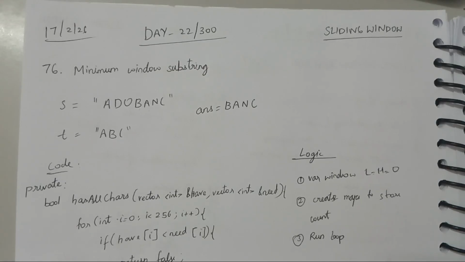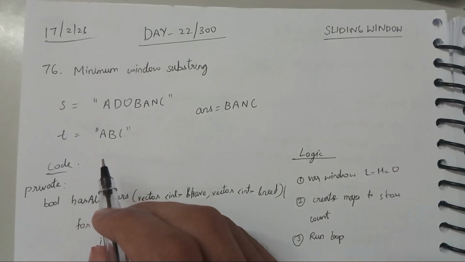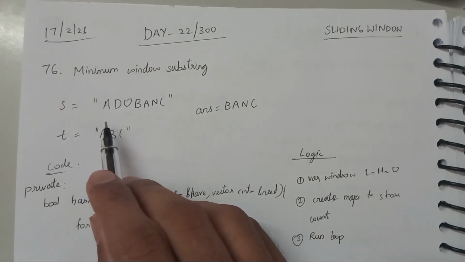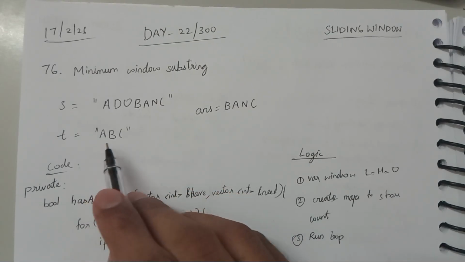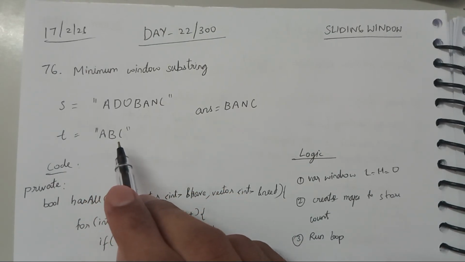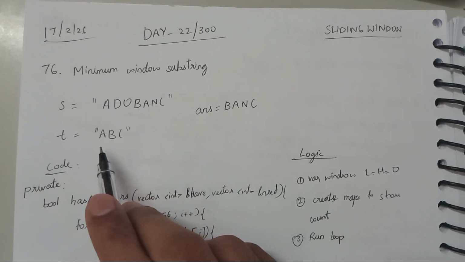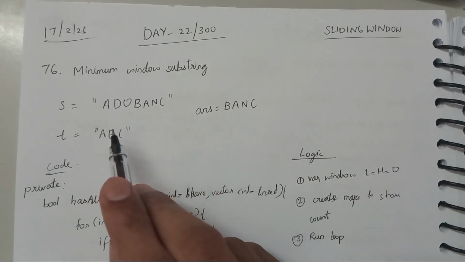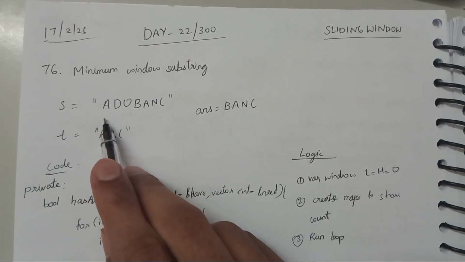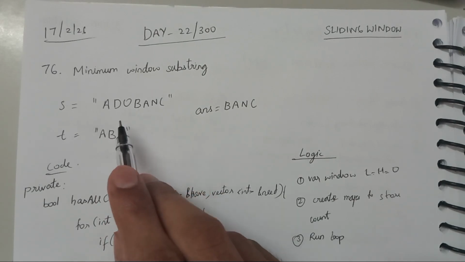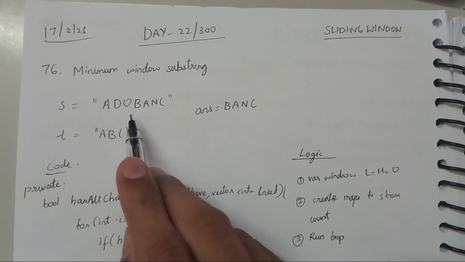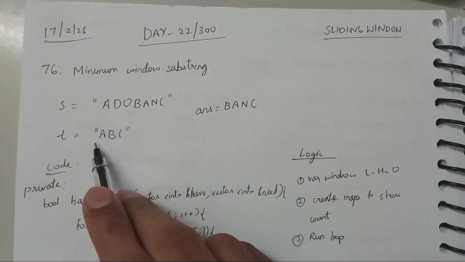So this is day 22 and we have this LeetCode problem number 76, that is Minimum Window Substring. In this we are given two strings S and T. Now S is the bigger string and T is a smaller string. We have to find first if T exists inside S, like can T be made from the characters of S, and also we have to find the shortest substring from which we can make ABC.